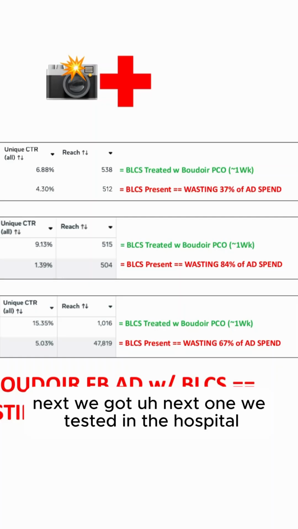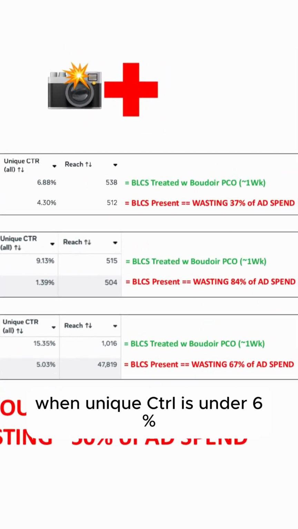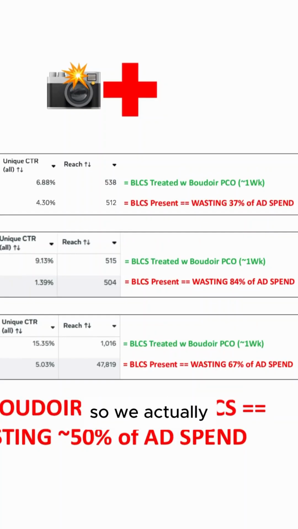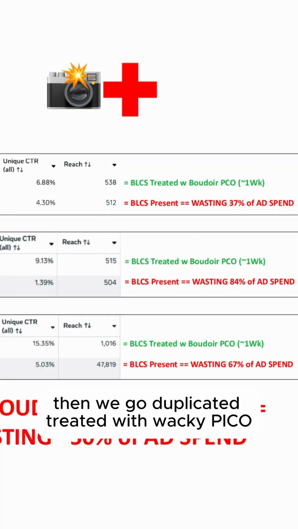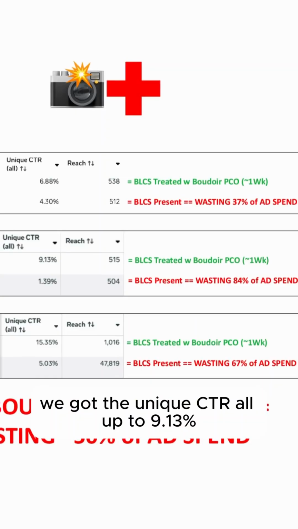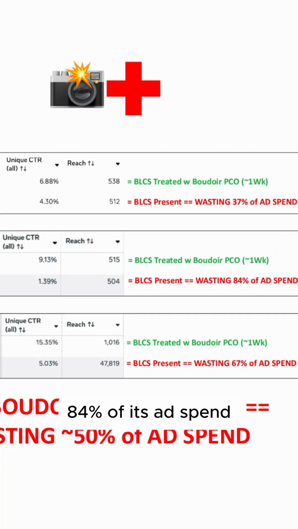Next, we got the next one we tested in the hospital. Unique CTR was 1.39%. So again, when unique CTR is under 6%, we know that BLCS is present. So we go duplicate it, treat it with Boudoir PCO, takes about a week. We got the unique CTR up to 9.13%. So we found out the original Boudoir Facebook ad was wasting 84% of its ad spend.